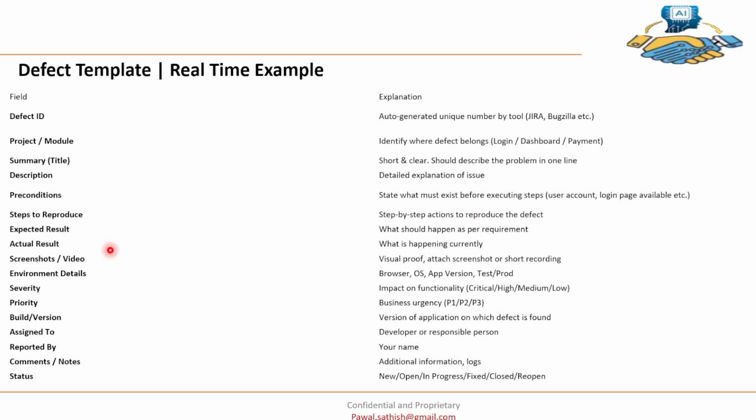Then next are the expected result and the actual result. The expected result is what should happen as per the requirement. What is the business requirement? What is the business need? This is our expected result, and the actual result is what the application is currently doing.